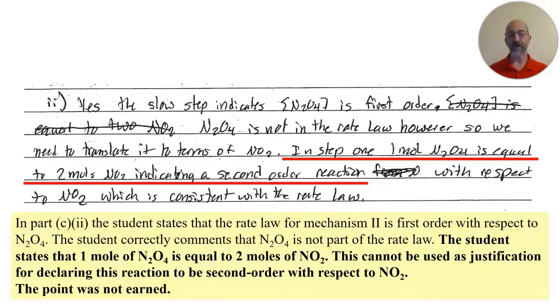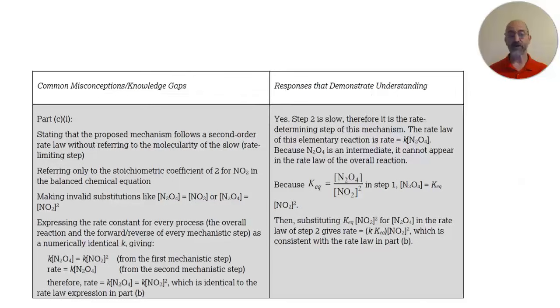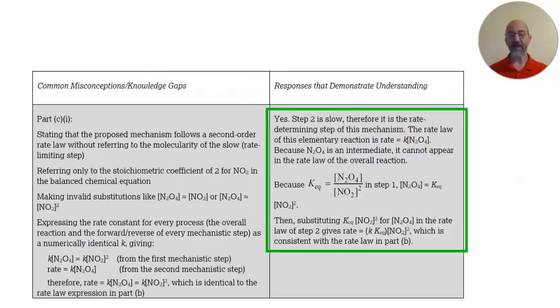So on the Chief Reader Report for 2019, again, you can see on the right side responses that demonstrate understanding. They refer to step 2 being the slow rate determining step. They make a comment that because N2O4 is an intermediate, it cannot appear in the rate law, and they do that substitution procedure. But here are some mistakes that students made.